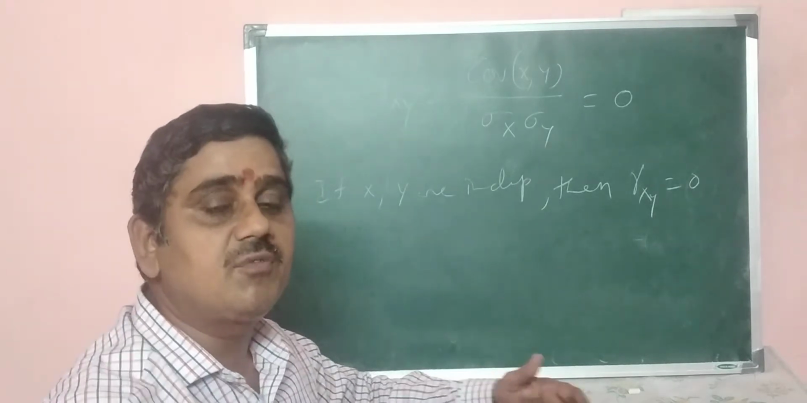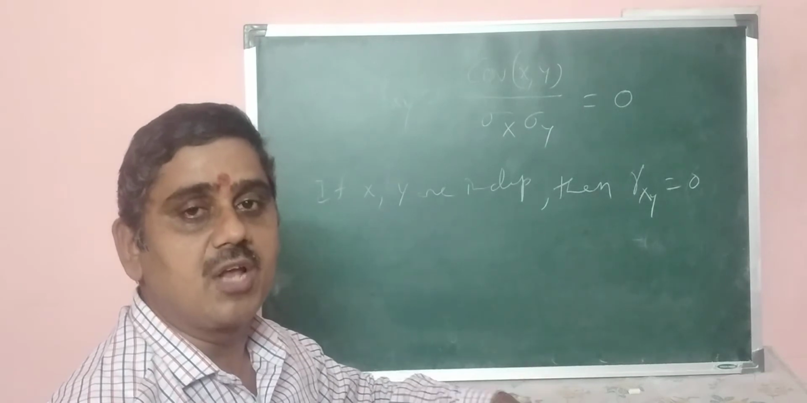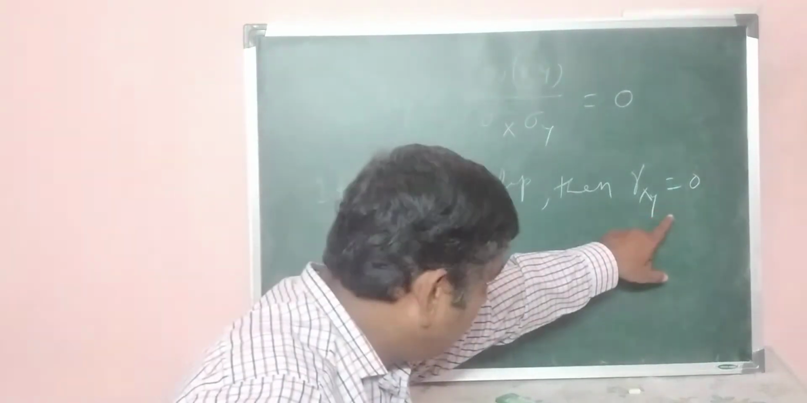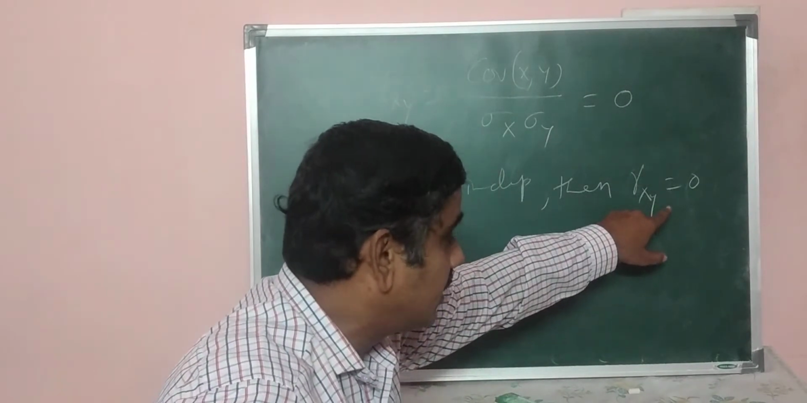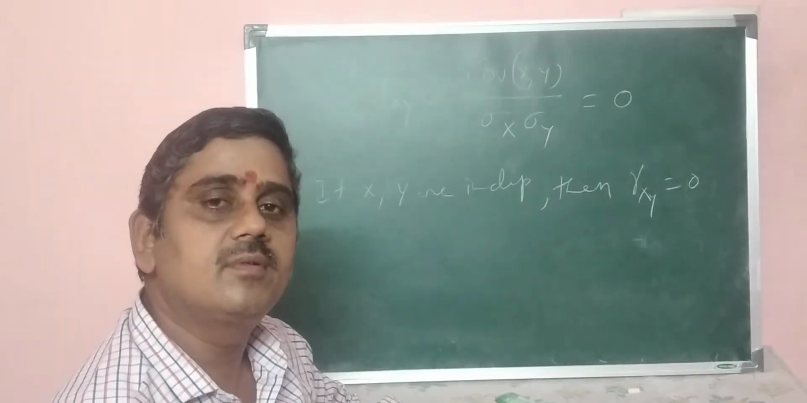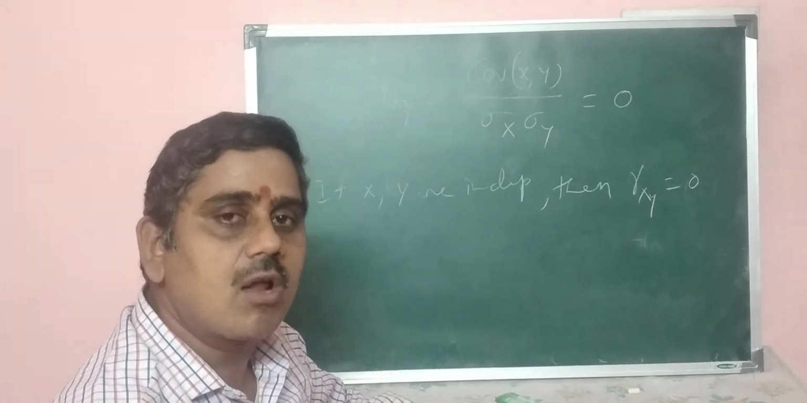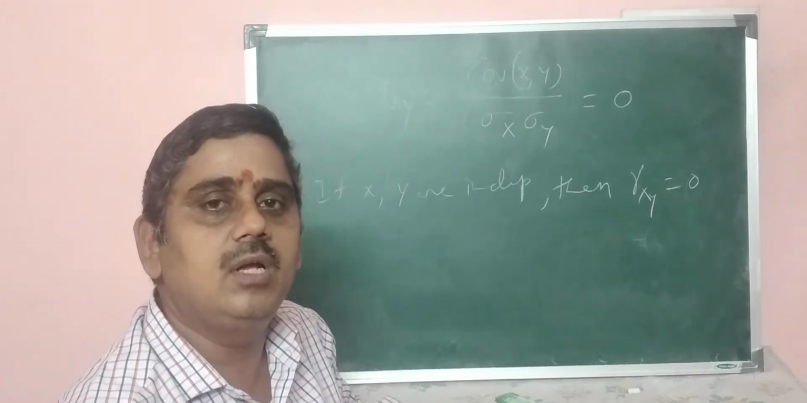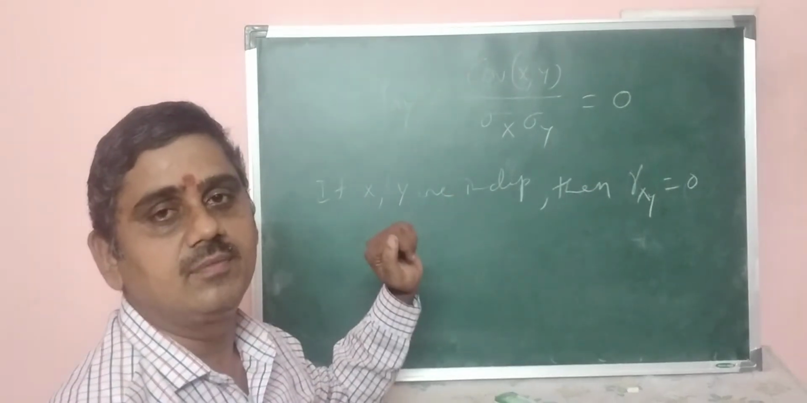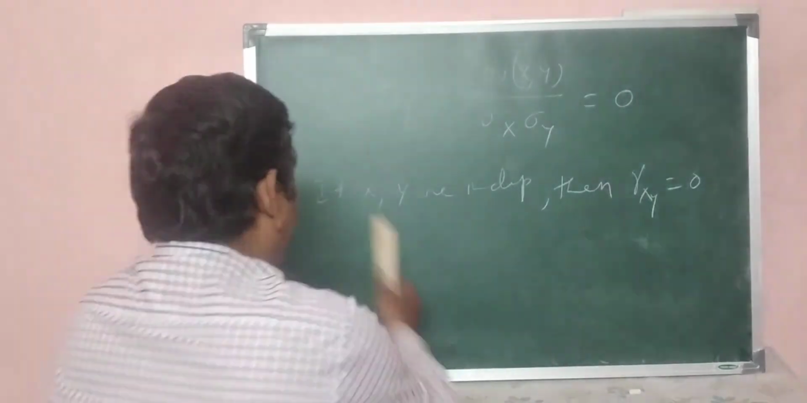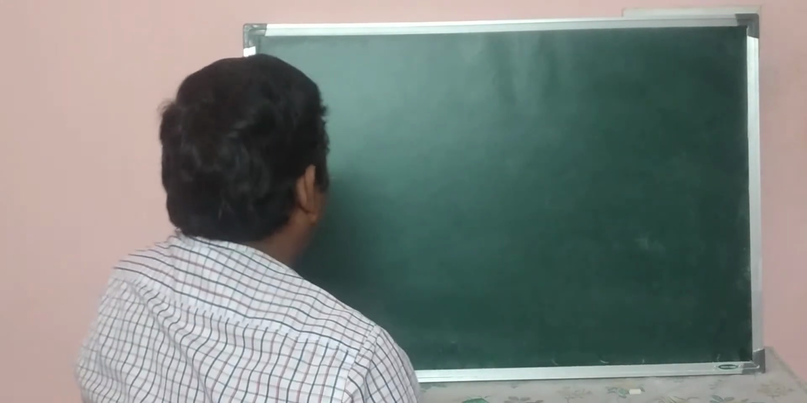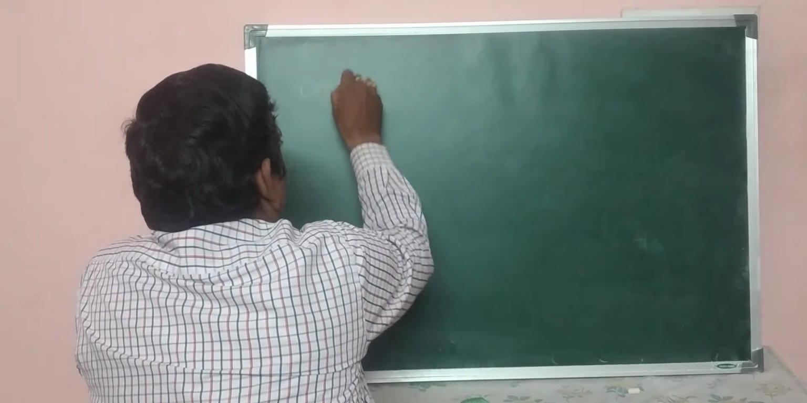Now you see the converse of this particular property or result. What is the converse? If two random variables are uncorrelated, whether they are independent or not may or may not be true. It need not be true. That is, two uncorrelated variables need not be independent. In this particular property, I am writing the converse.